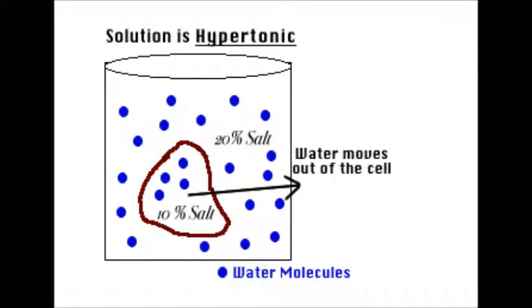In a hypertonic solution, hyper means more, so there are more solute molecules outside the cell. Water moves out of the cell. In plants, the cells lose water and shrink, causing wilting.